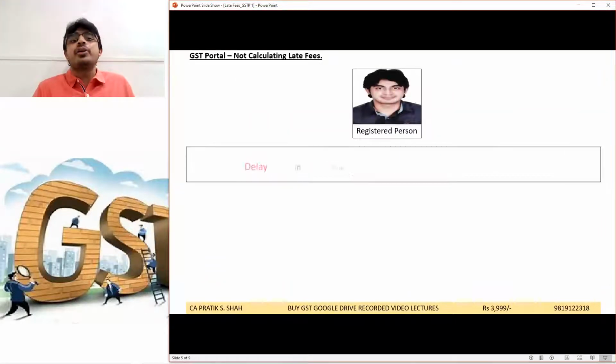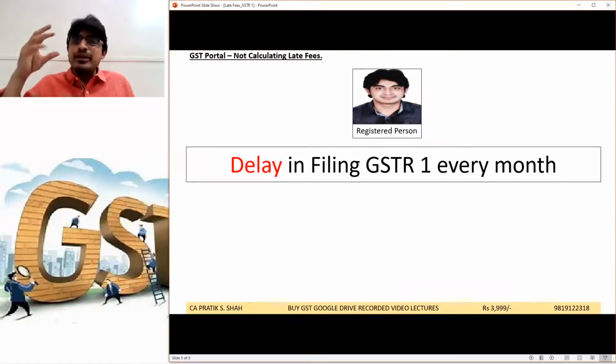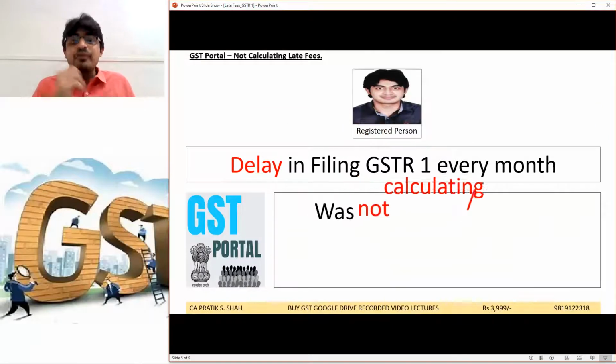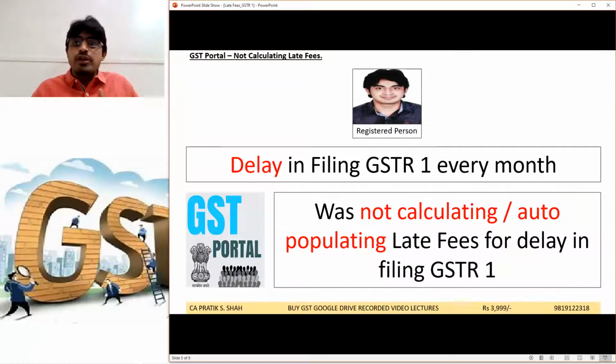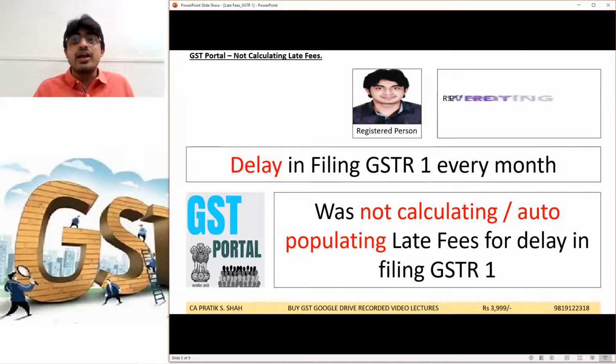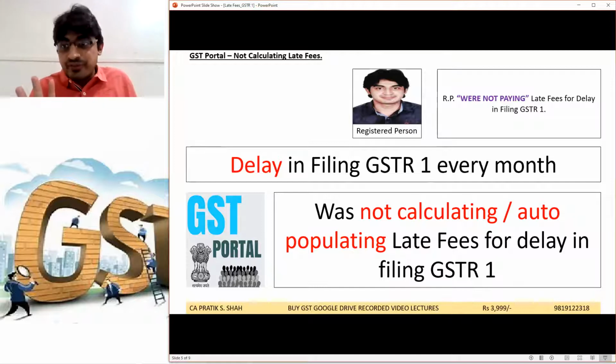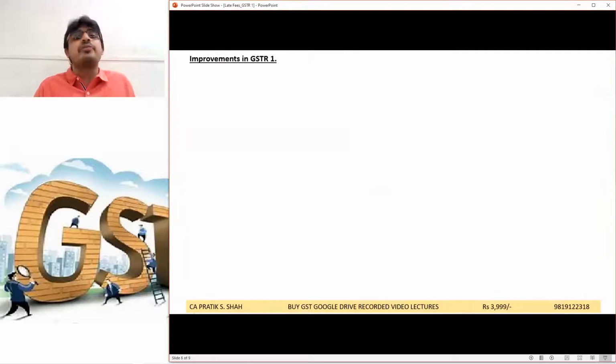Okay, now see what happened. I am a registered person. Every month there is a delay in filing GSTR 1. My query: whether the GST portal was calculating any late fee? The answer is no. All the registered persons were not paying any late fee if there was a delay in GSTR 1.